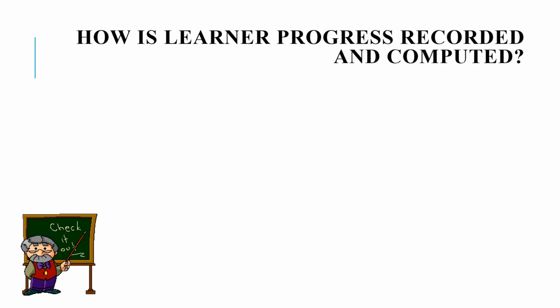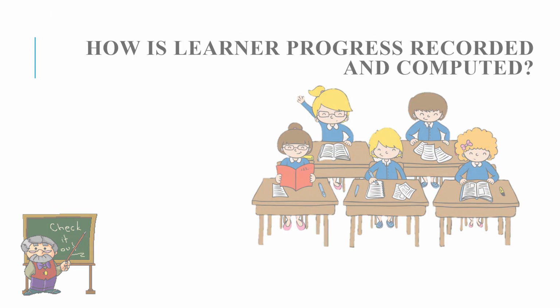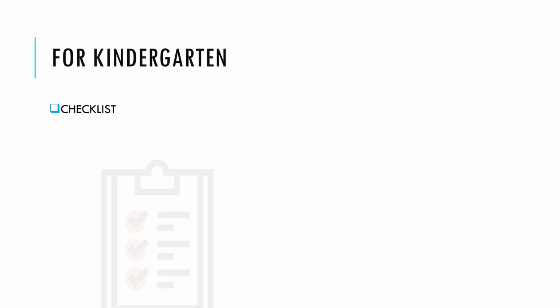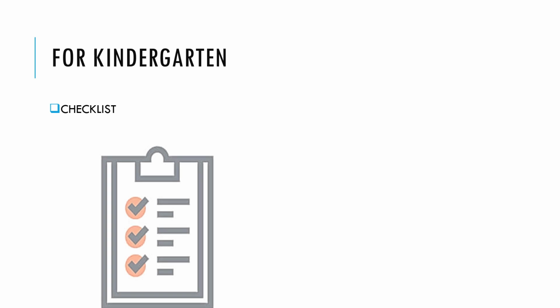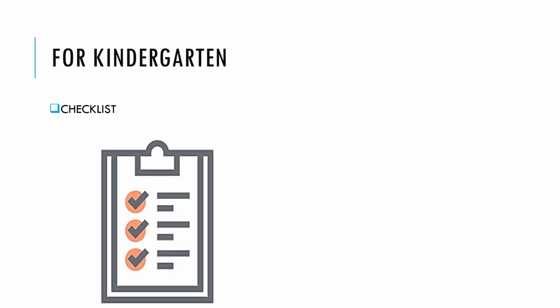First and foremost, the question that will pop into our heads is, how is learner progress recorded and computed? For kindergarten, checklists and anecdotal records are used instead of numerical grades. These are based on learning standards found in the kindergarten curriculum guide. It is important for teachers to keep a portfolio, which can provide concrete evidence of how much or how well the learner is able to accomplish the skills and competencies.